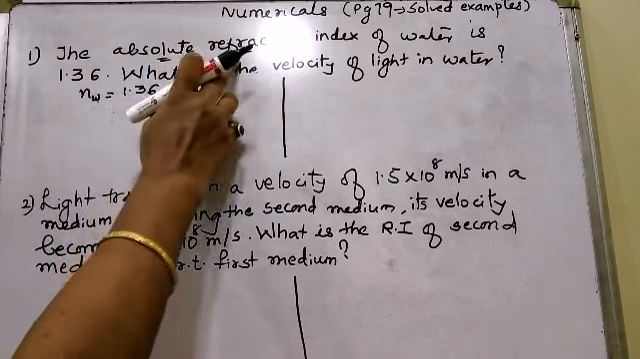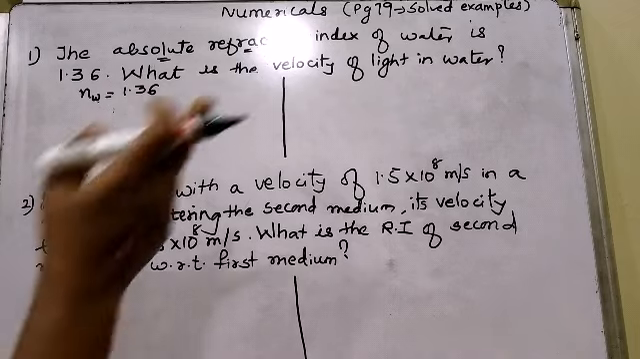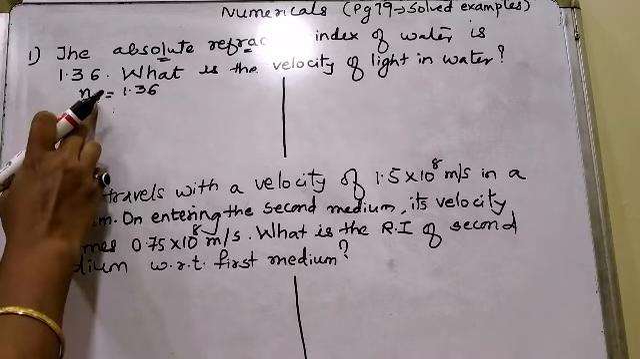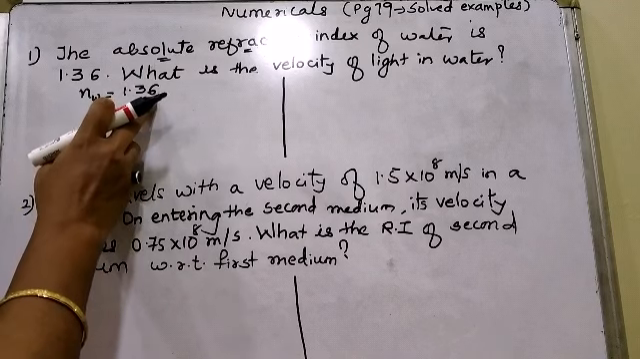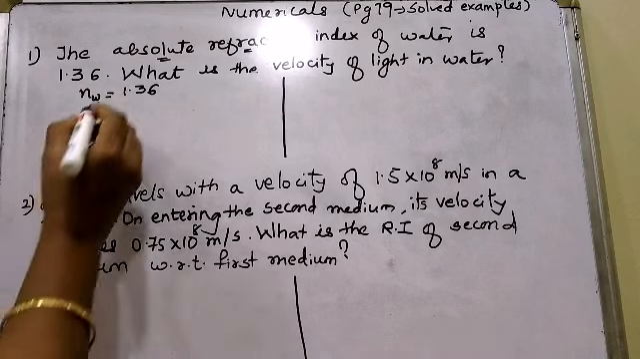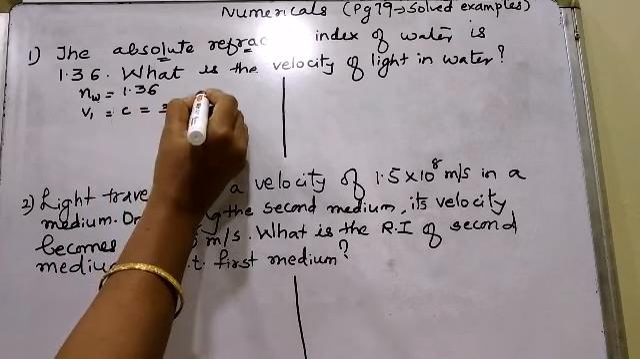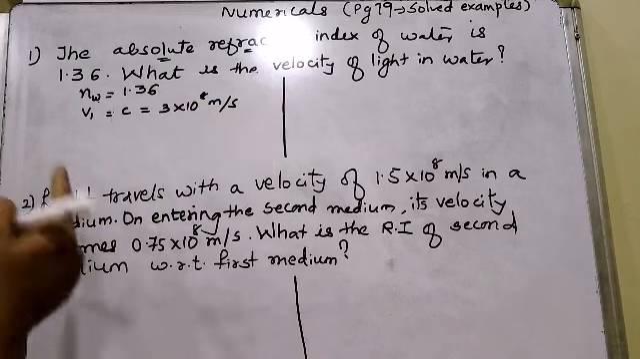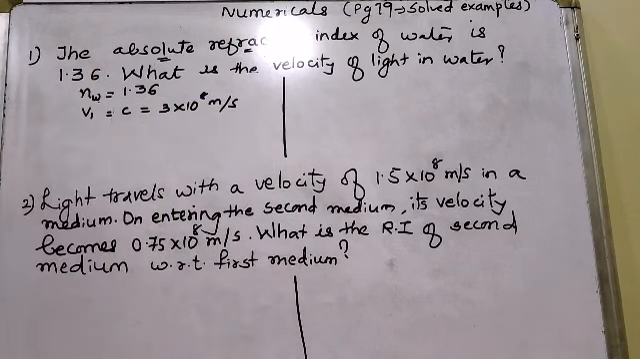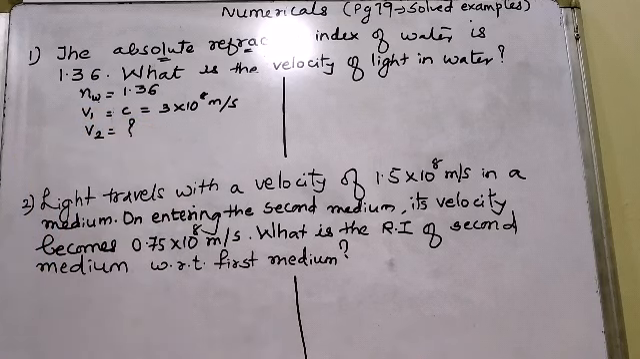Now, refractive index is denoted by N. It is absolute refractive index. That means the first medium through which light will travel is either air or vacuum, and the second medium is water. So I'm going to denote absolute refractive index of water, NW, as 1.36. What will be the velocity of light in the first medium? It will be C because it is absolute refractive index. So this will be C, and that is 3 into 10 raised to 8 meters per second. We have to find out what is the velocity of light in water. So velocity of light in water is to be calculated. So this will be question mark.